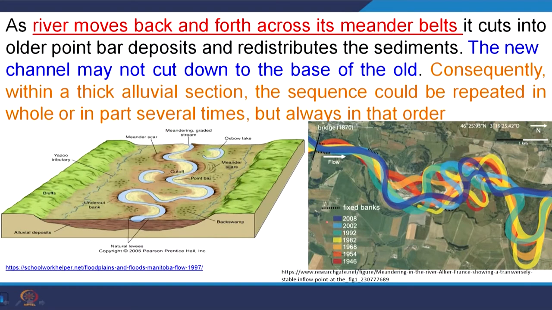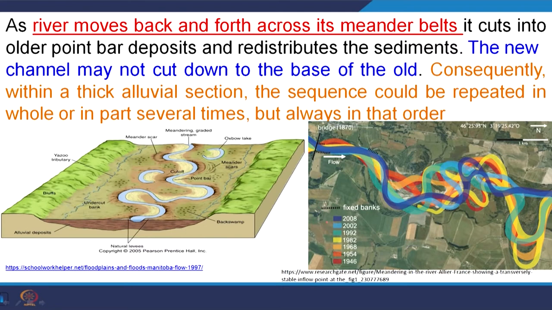So, as the river moves back and forth across this meander belt, it cuts into older point bar deposits and redistributes sediments. This new channel may not cut down the base of the old one. Consequently, within a thick alluvial sequence or thick alluvial section, a sequence could be repeated in whole or in part several times, but always in that order.